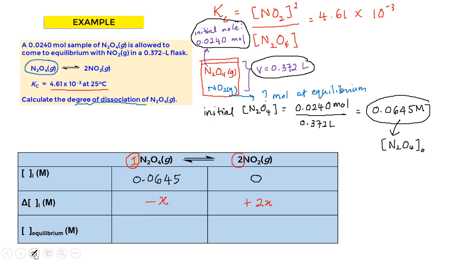At equilibrium, walaupun kita tidak ada lagi nilai X, maksudnya kita tulis saja 0.0645, alright, minus X, dan 2X. So, kat sini dah tak ada lagi lah positif tu sebab kita menyelesaikan. 0 tambah 2X sama dengan 2X. Okay. Itu baru dia punya reaction table. Kita sebenarnya belum boleh lagi mengira degree of dissociation. Okay. So, we go to the next slide.